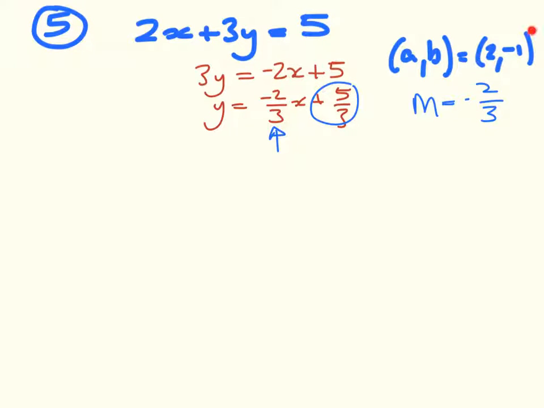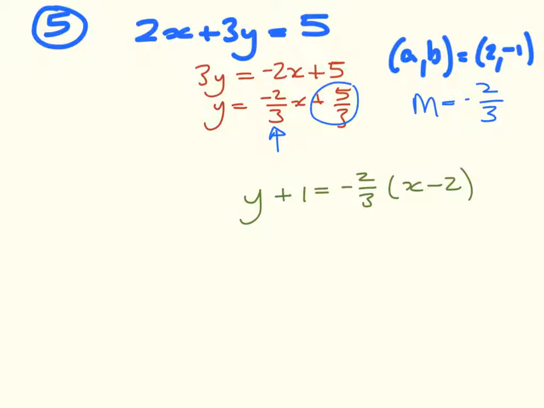We know the question says it's to go through the point 2, minus 1. That should be enough information for us to actually work out its equation. y minus negative 1 equals negative 2 over 3 times x minus 2.